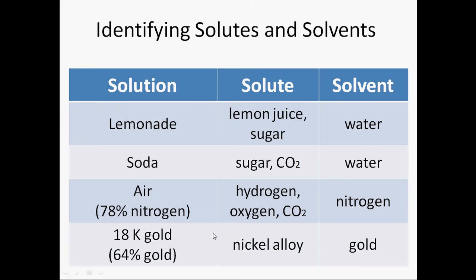And another solution that I enjoy wearing, 18 karat gold. 18 karat means that the gold is 64% gold, and the rest of it is miscellaneous other stuff. So since this is majority gold, we say that gold is the solvent, and the solute is all the other metals that get mixed in, typically a predominantly nickel alloy.